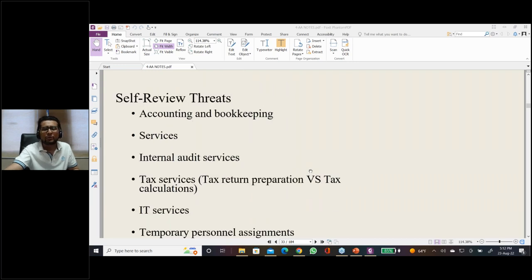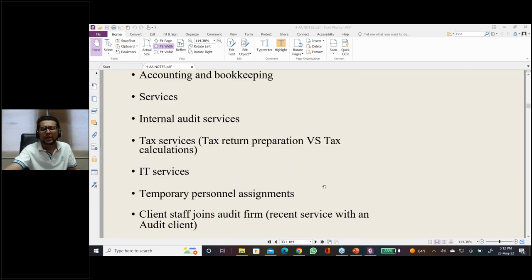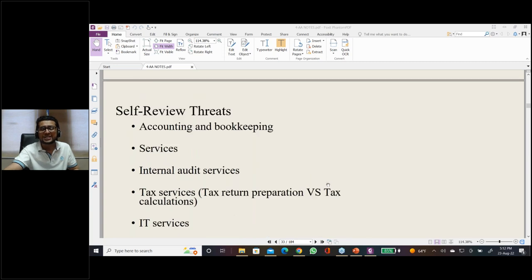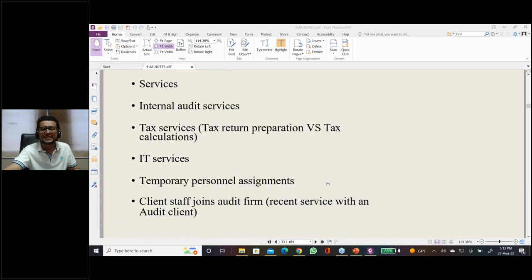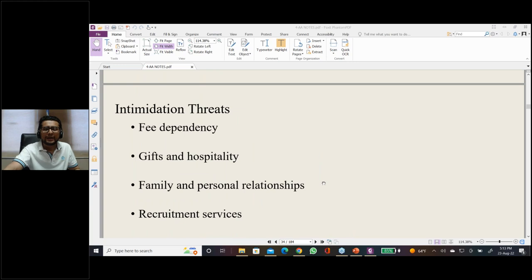You cannot provide accounting, bookkeeping, internal audit, or any kind of services to your listed audit client, because that would create a self-review threat.